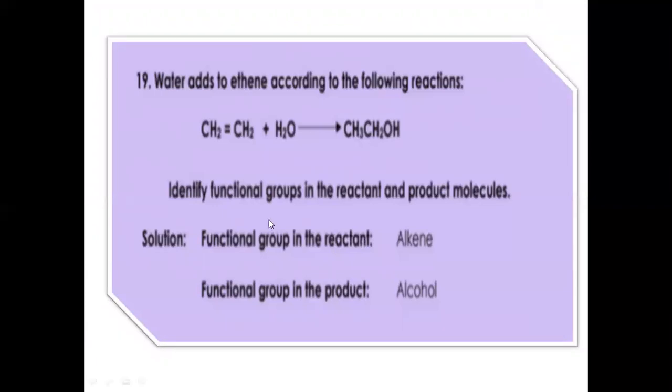Question number 19, water adds to ethene. You can see in this reaction, this is ethene, and when water reacts with ethene, it will give ethanol. You can see CH3CH2OH. So identify the functional group in the reactant and product molecule. The reactant has a carbon-carbon double bond, it is alkene, and the product has an alkyl group attached with OH, which is alcohol. So the functional group in the product is alcohol, and the functional group in the reactant is alkene.